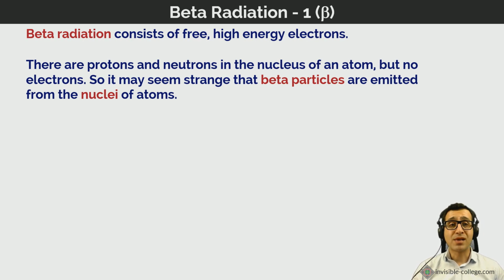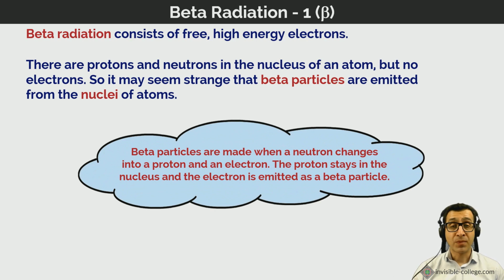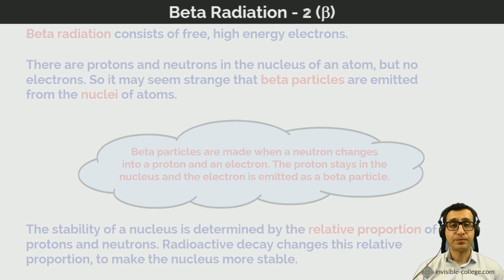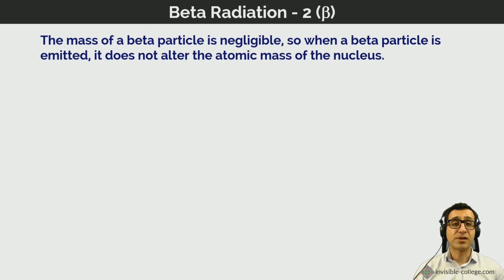Now, the way that this happens is when a neutron changes into a proton and an electron, and it's that electron which is then emitted as a beta particle, and the new proton stays in the nucleus of the atom. And so the stability of a nucleus, again, is determined by, among other things, the relative proportions of neutrons and protons in that nucleus. Radioactive decay in this manner, by beta emission, changes that relative proportion by decreasing the number of neutrons by 1 and increasing the number of protons by 1, and this can make the nucleus more stable as a result.